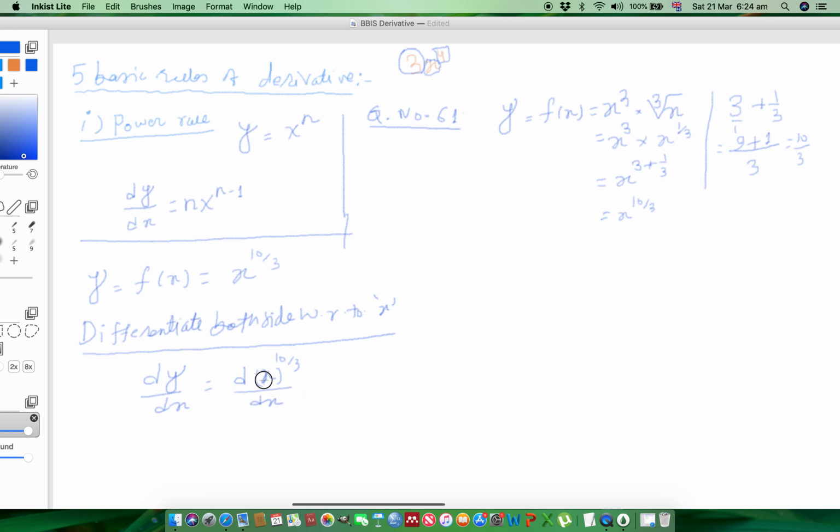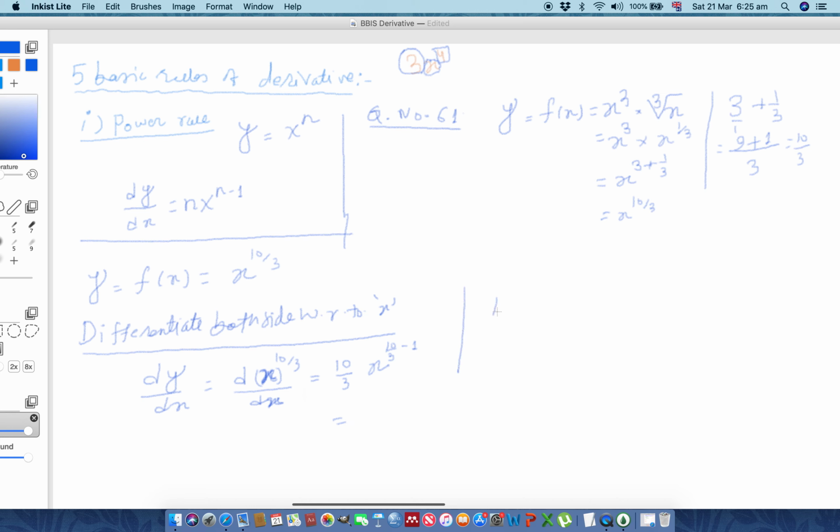Now look here, this x and this x and this x are the same. When these are the same, then only we can use the power rule, otherwise we cannot use it. It is equal to 10 over 3, that is n, x is x, and n minus 1 means 10 over 3 minus 1.